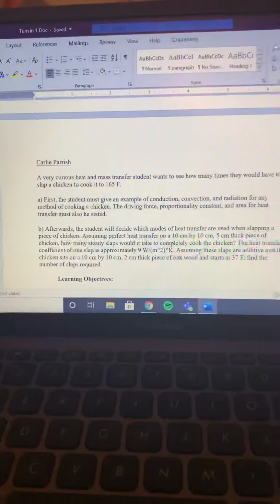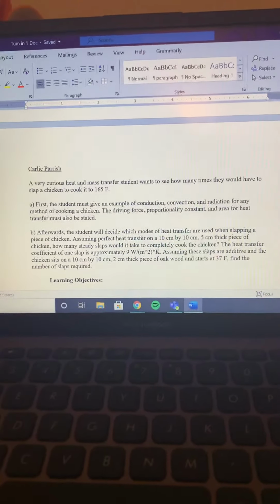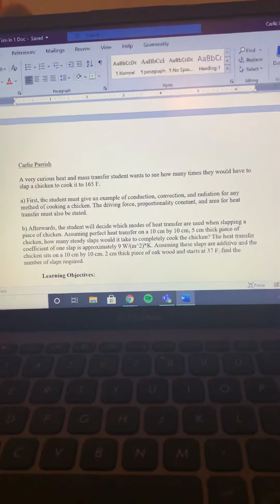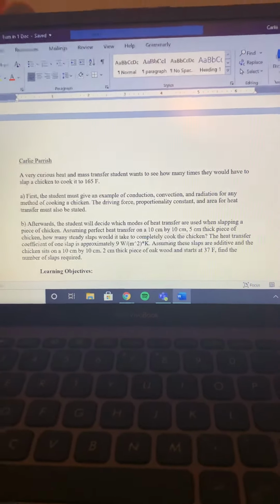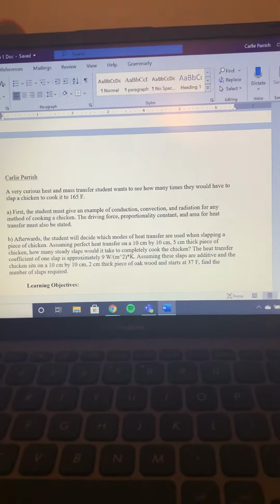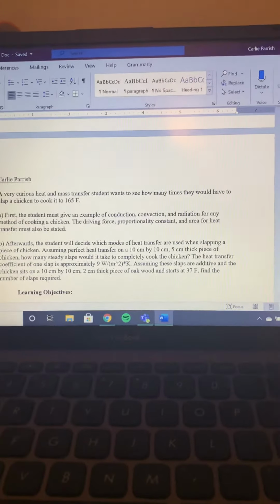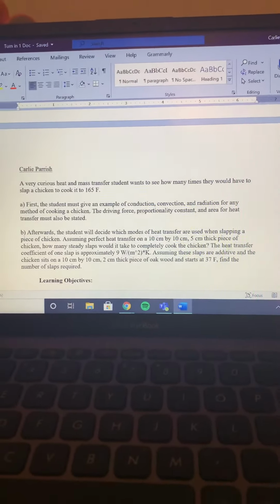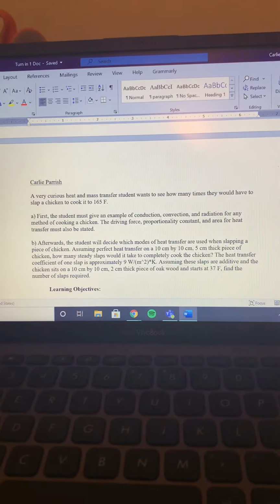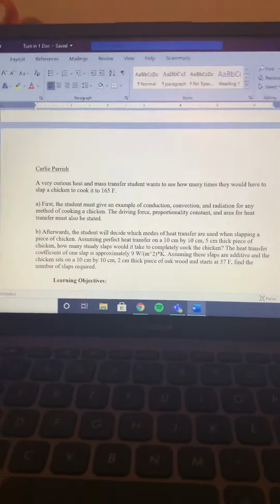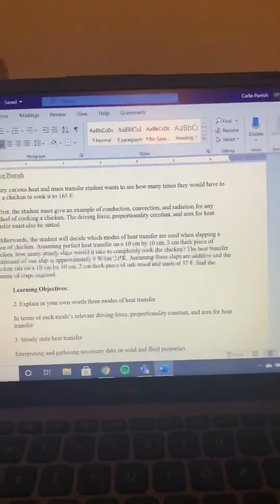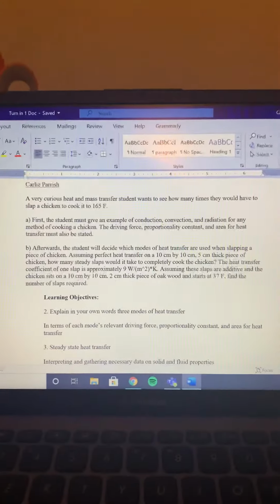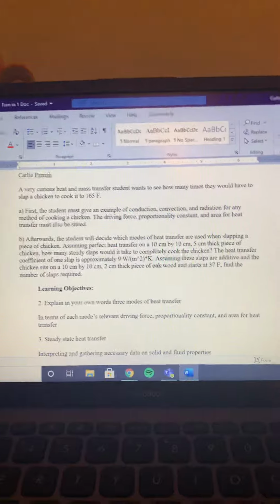So the first part of the problem, they're going to give an example of conduction, convection, and radiation for any method of cooking a chicken, like by putting it in the microwave or on the stove or whatever. And then they'll have to list the driving force, proportionality constant, and the area for heat transfer. And then afterwards, they're going to be doing a mathematical explanation of how many slaps are required.